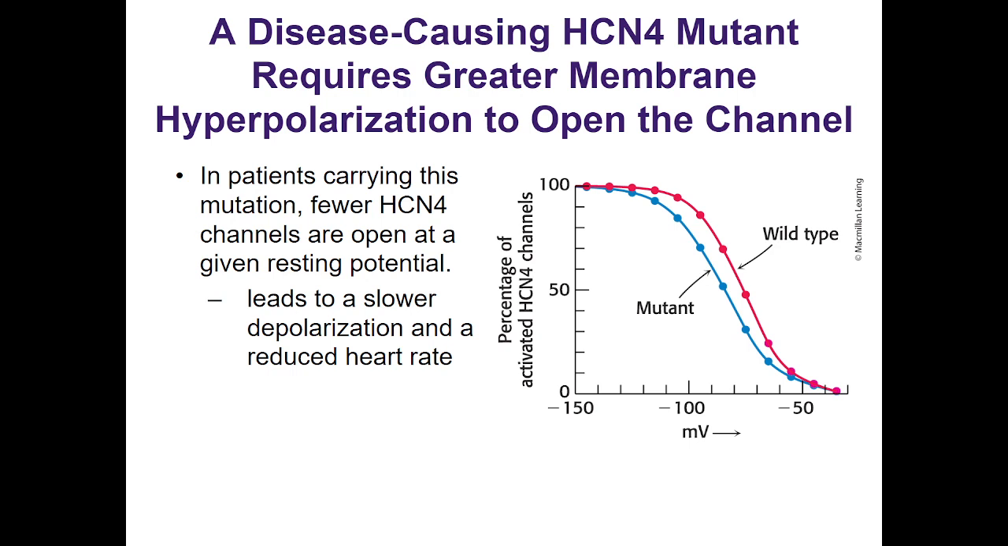Okay, so let's go ahead and, you knew this was coming, right? Every time I bring up a channel or anything that works, to prove that it works and demonstrate it, what do you do? Find something where it doesn't work. Okay? There's a pattern. So your disease-causing HCN4 mutant is going to require greater membrane hyperpolarization to open the channel. So in patients carrying this mutation, you'll have fewer HCN4 channels that are open at a given resting potential. This is going to lead to slower depolarization and reduce your heart rate.